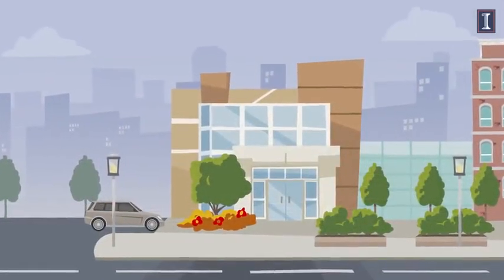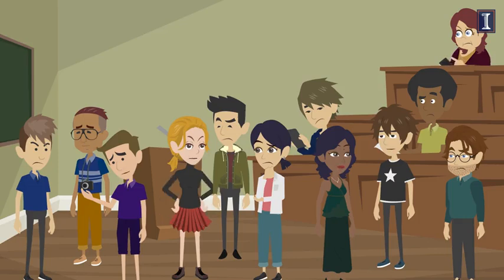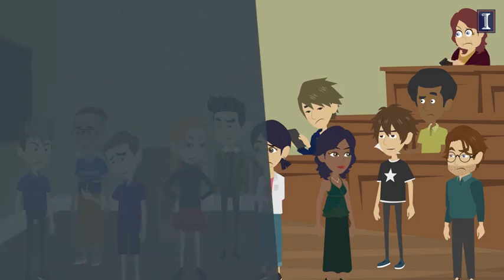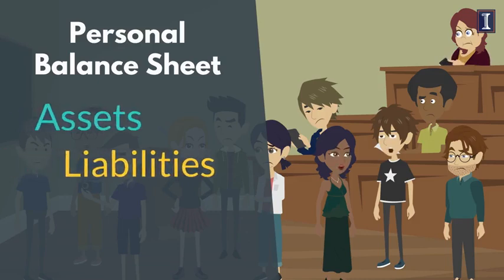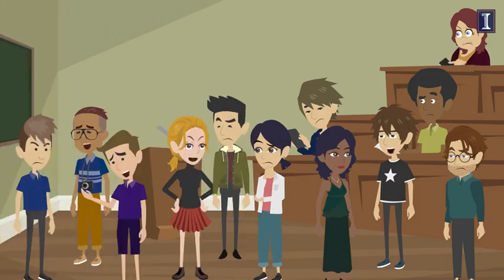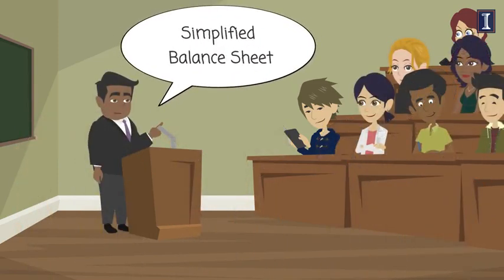The students arrived to their class today very confused. The professor had told them to come to class prepared to discuss their personal balance sheets, but they didn't understand what he meant by personal balance sheet, nor did they understand what the terminology of assets, liabilities, and equity entailed. The professor overheard their discussions and promised to relieve their stress with a simplified balance sheet example.